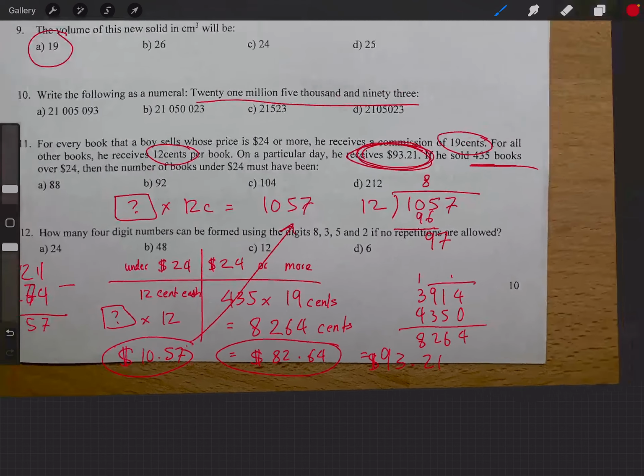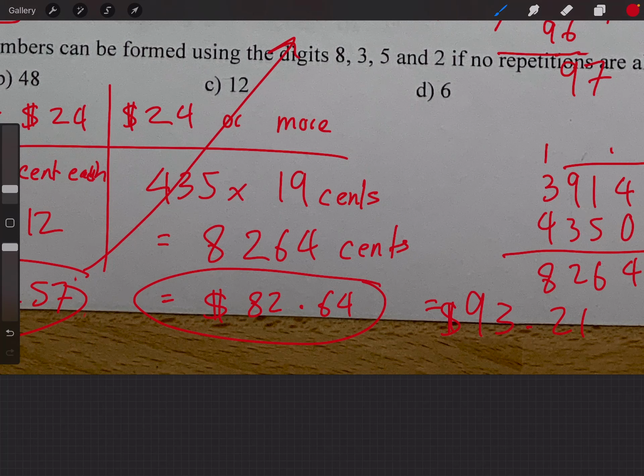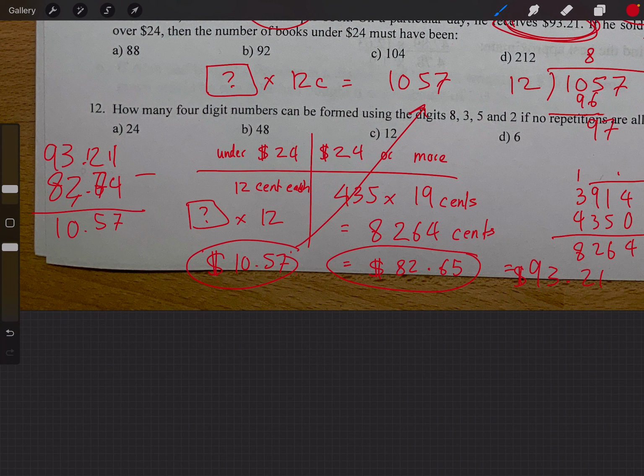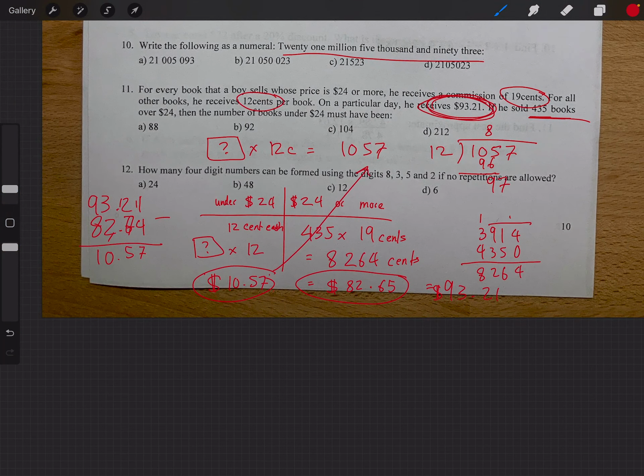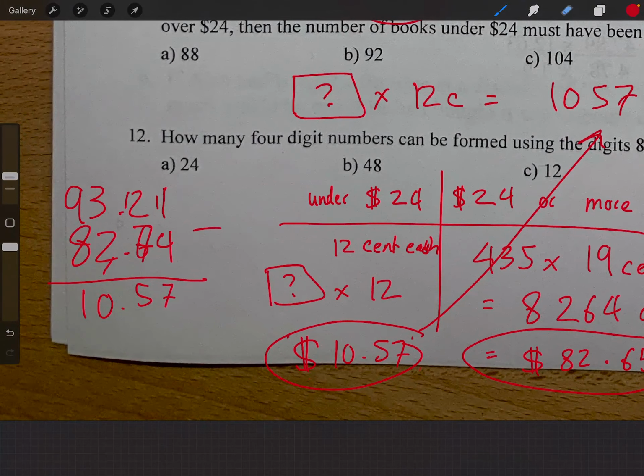So 19 cents times 435. I'm going to double check with a calculator. 435 times 19. Oh, 8265. How did I get 64? That's weird. So this one should have been a 5. Silly mistakes. So now we do 9, 3, 2, 1, subtract that. This is 1056. This should have been a 6.